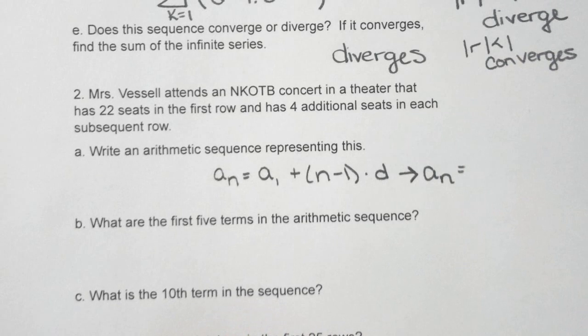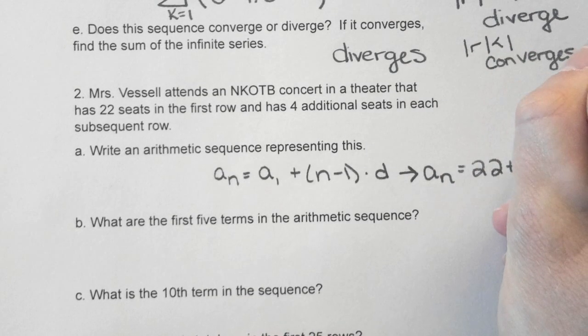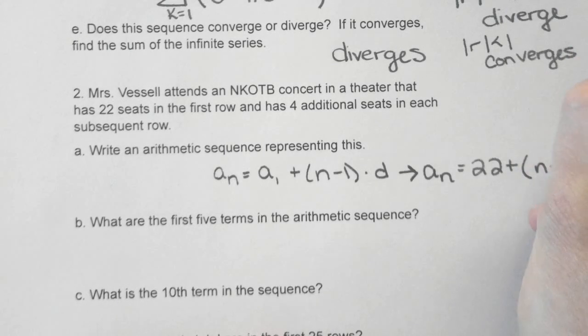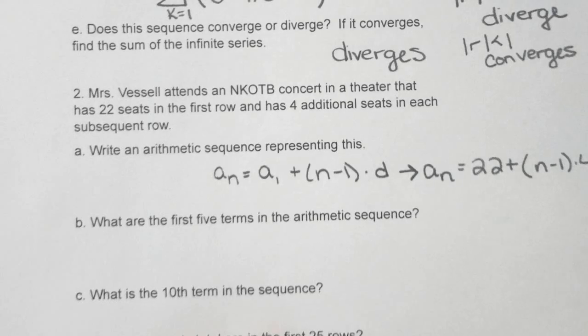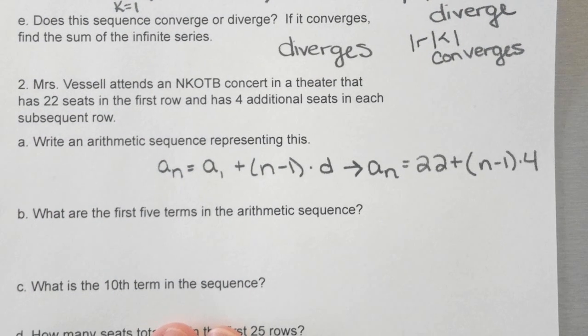A of n equals 22 plus, let's do the parentheses, n minus 1 times 4. Now, if I wanted to, could I simplify this a little bit more? Yeah. Do I have to? No. So it's kind of one of those up to you.